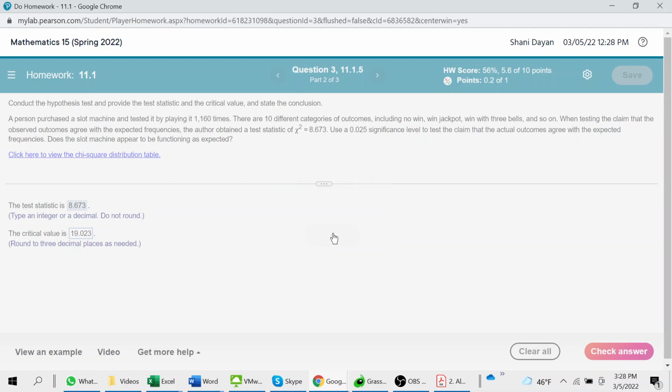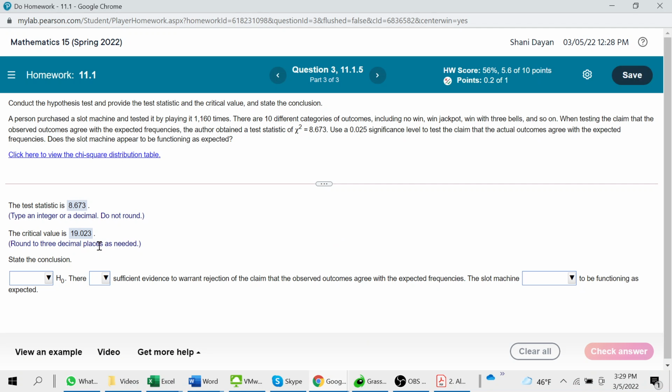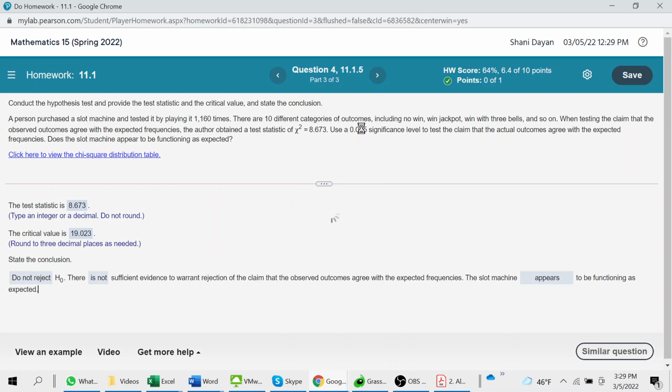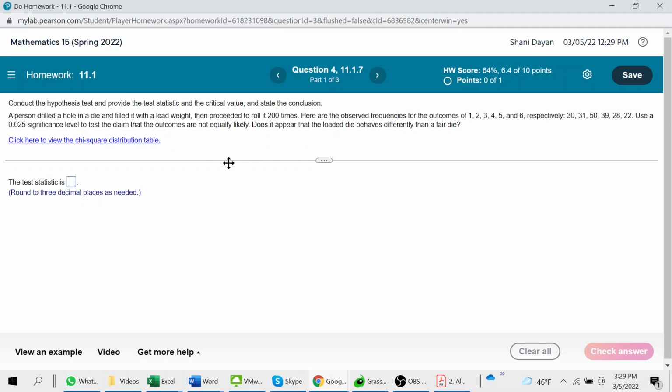Excellent. Booyah. So therefore, we do not reject the null hypothesis because there is not sufficient evidence to warrant rejection of the claim that the observed outcomes agree with the expected proportions. The machine appears to be functioning as expected. Fantastic. So I just completed question 3. Now moving on to question 4.